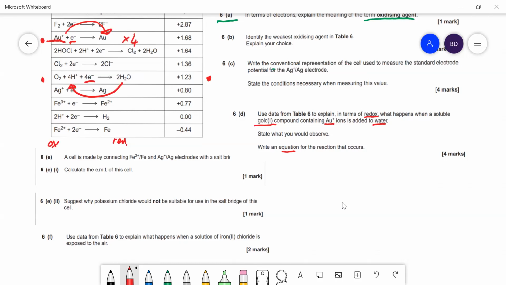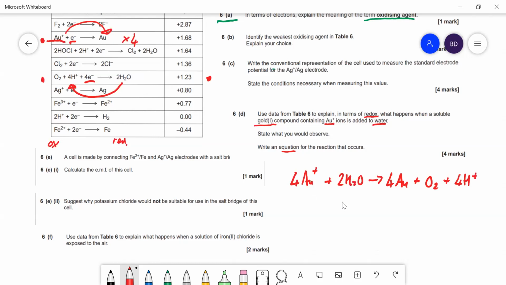So we would write down 4 Au plus 2H2O goes to, it's not Ag, Au, beg your pardon, gold, goes to 4 Au metal plus oxygen plus 4 hydrogen ions.